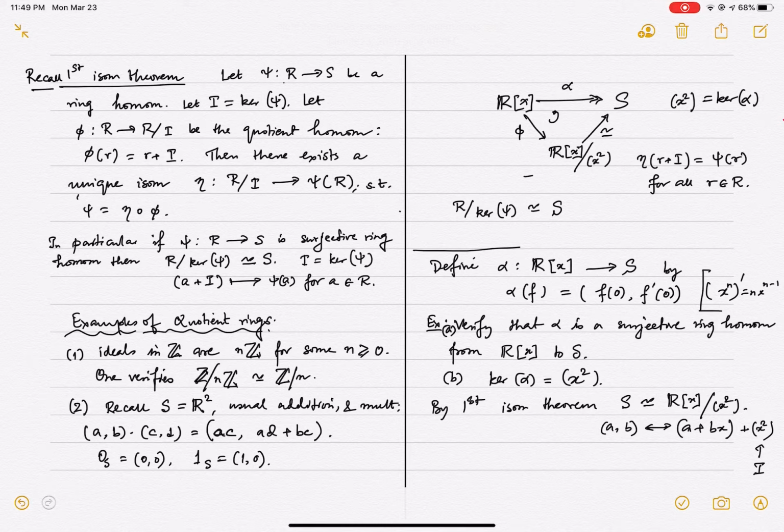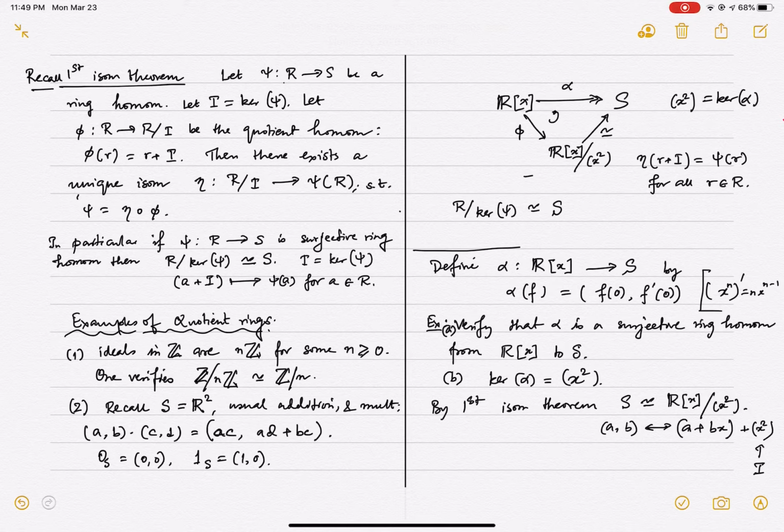Okay. How does this part B follow? Let's check part B just a little bit. I'll leave the verification that this is a homomorphism to you, so you just have to check that alpha preserves addition and multiplication. Addition is clear. Multiplication, you'll see that this curious multiplication law is exactly made so that the map is multiplicative.